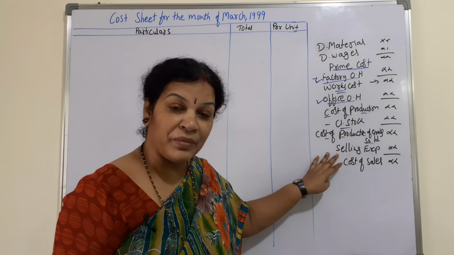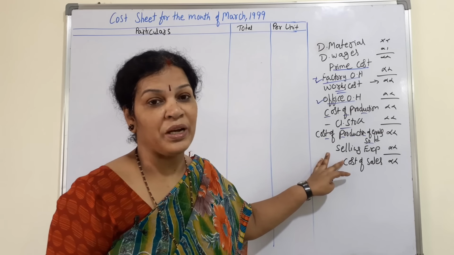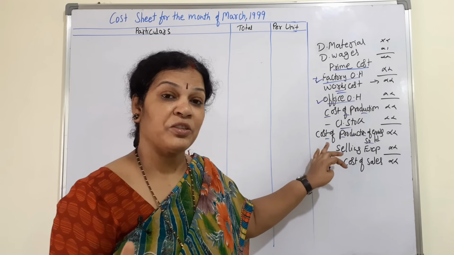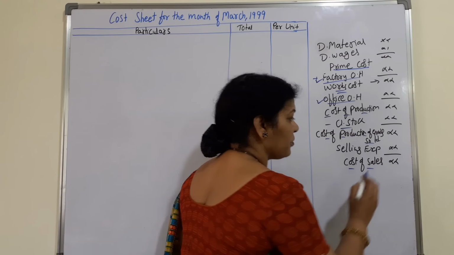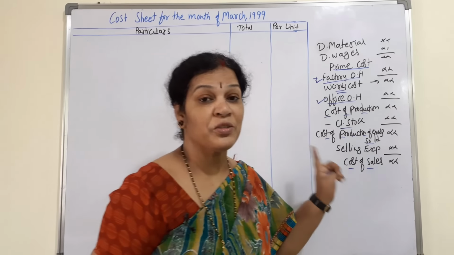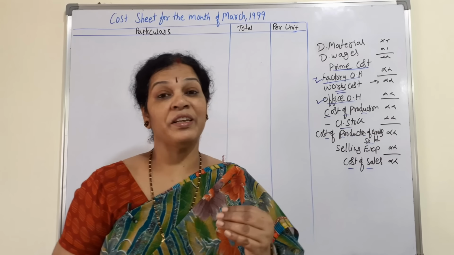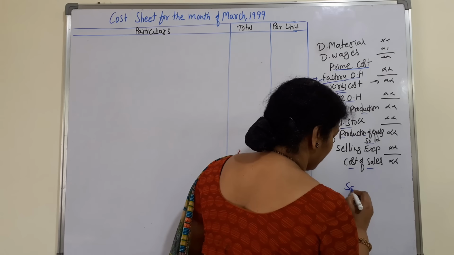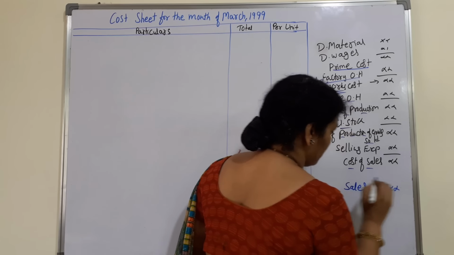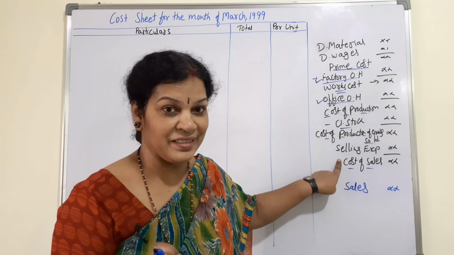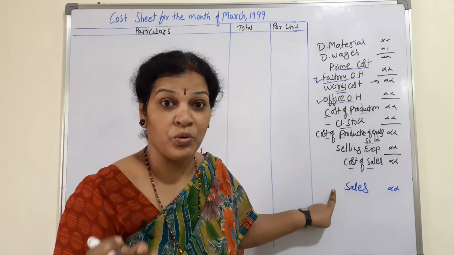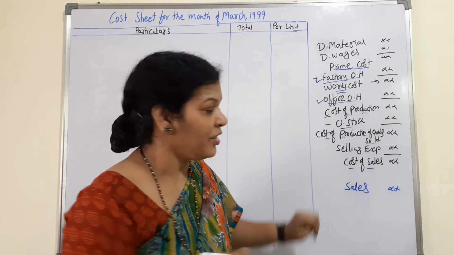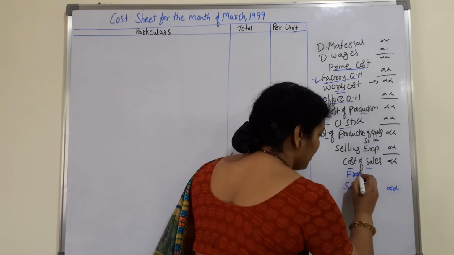And from that, selling and distribution expenses we have to deduct. Selling and distribution is related to marketing. If you deduct selling and distribution expenses, you will get cost of sales. And sometimes they will give you the sales value. If they give you sales value, you will write sales like this. Cost of sales is this much; sales means sold at this rate. The difference is the profit, so you will write profit here.